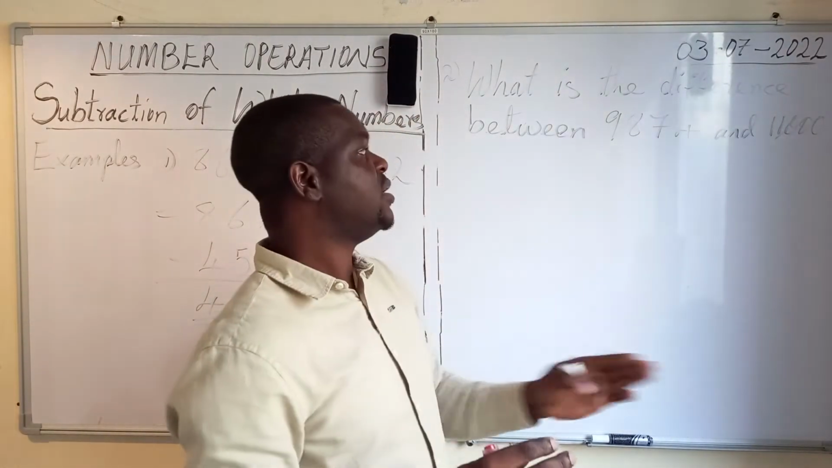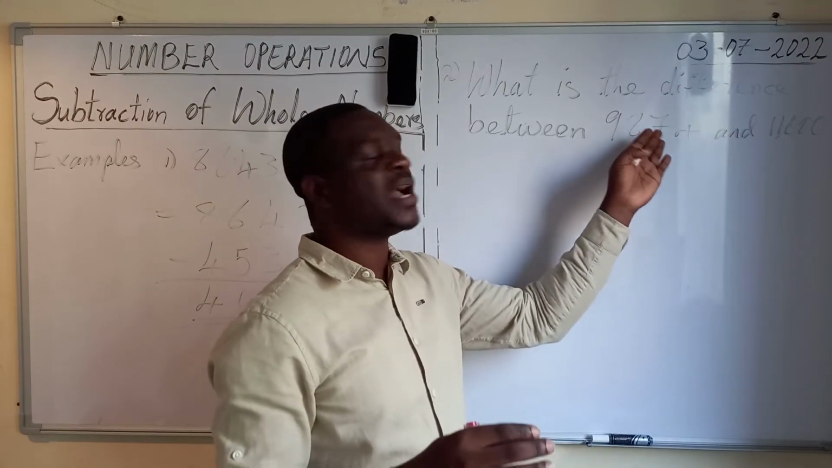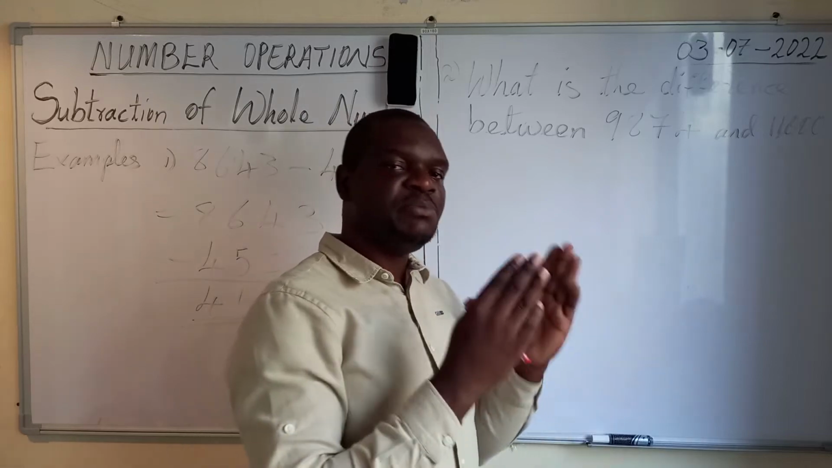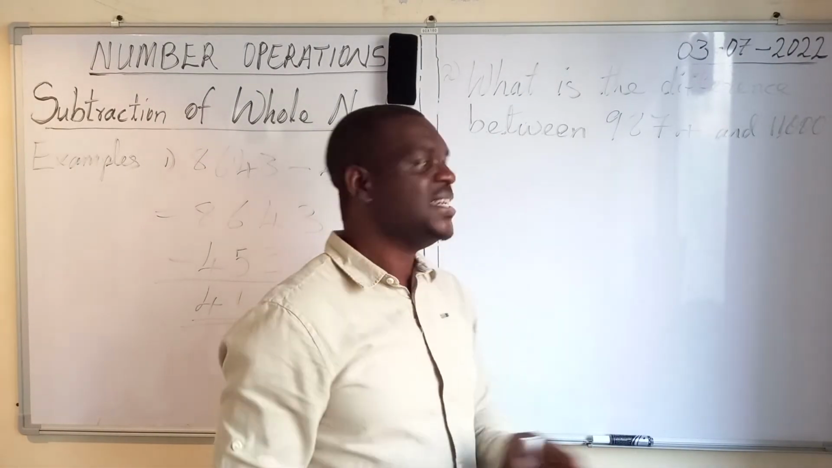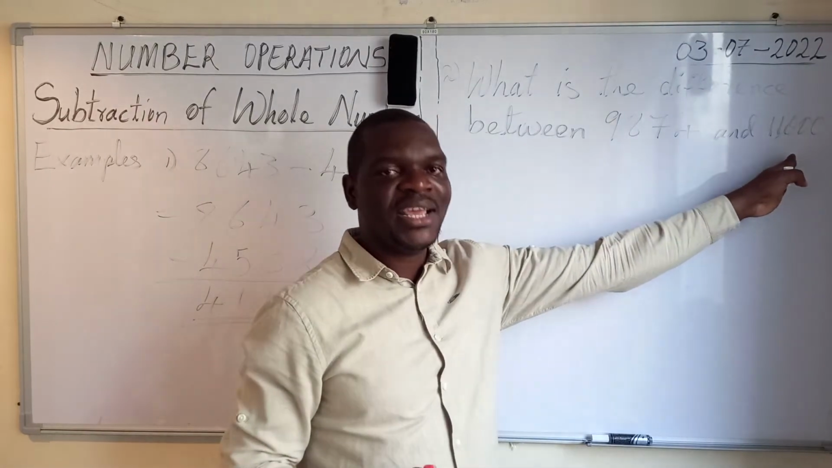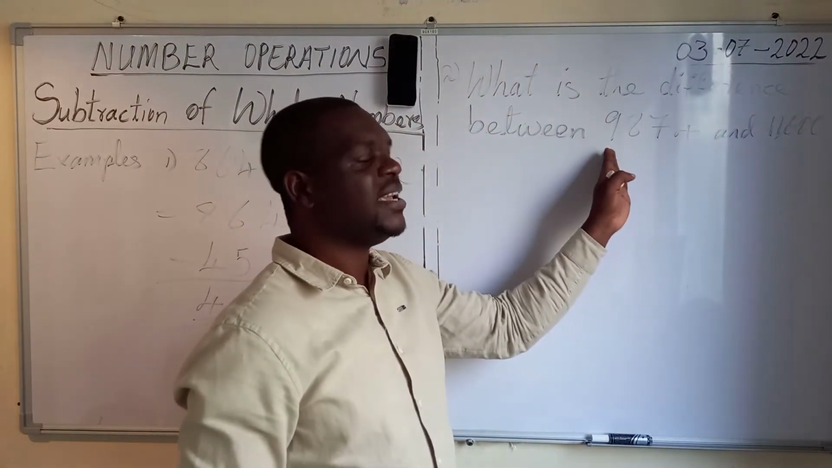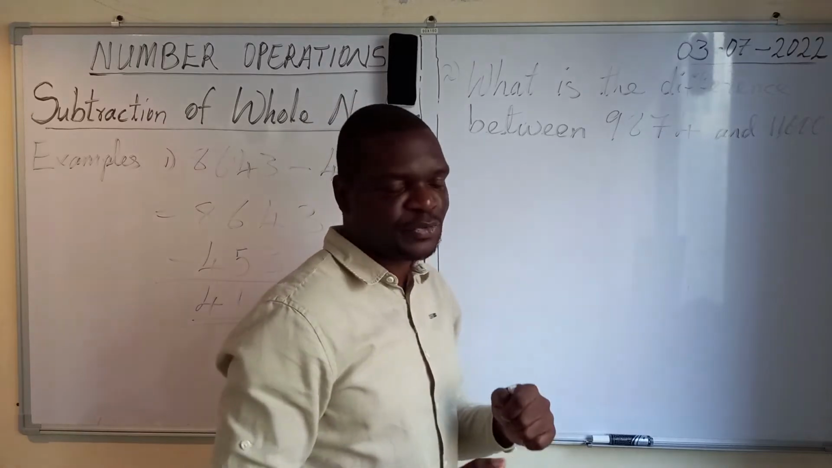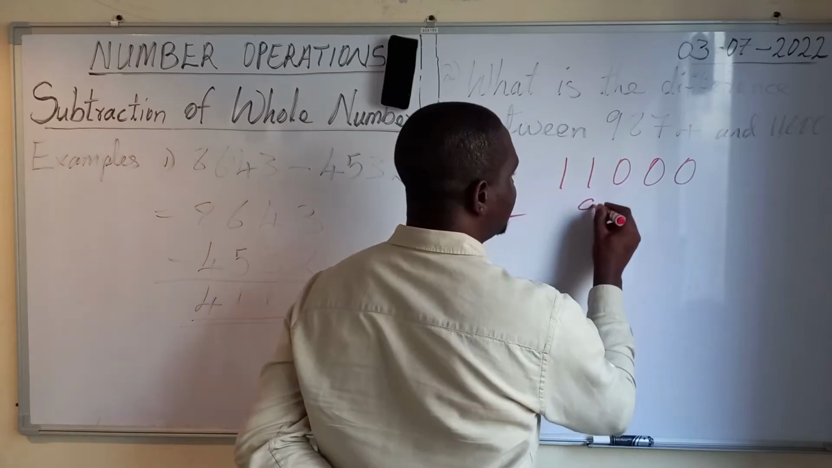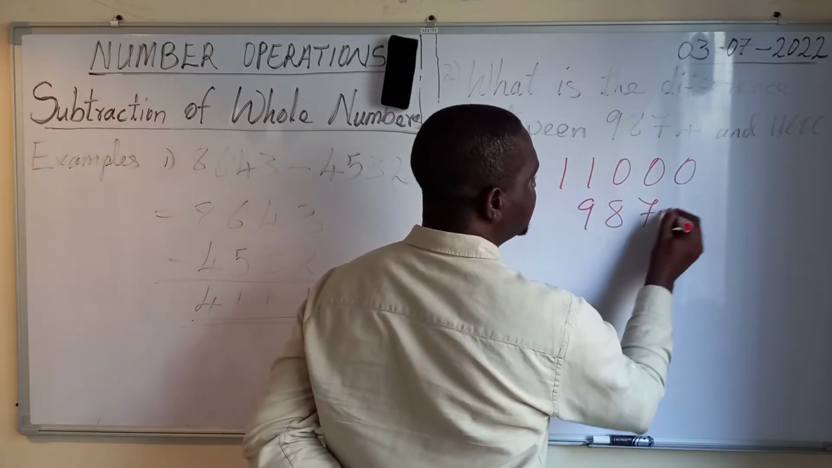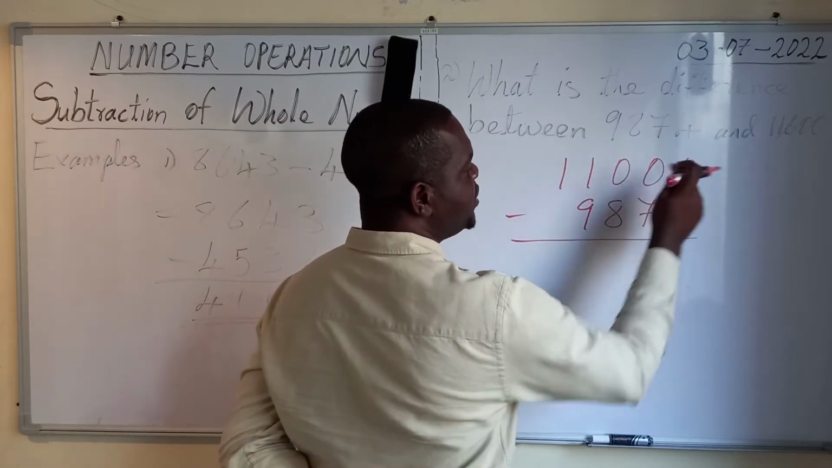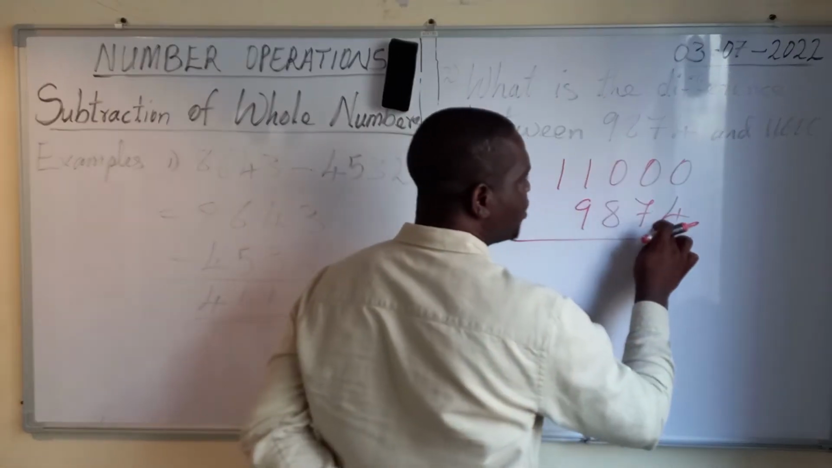It is not because 9,874 comes first that you have to place it above. You have to identify the minuend and the subtrahend. In this case, the minuend is the larger number, which is 11,000, and the subtrahend is 9,874. So you rearrange vertically: 11,000 minus 9,874. If you look at this, they have a value of 0, and you can't subtract natural numbers from 0.